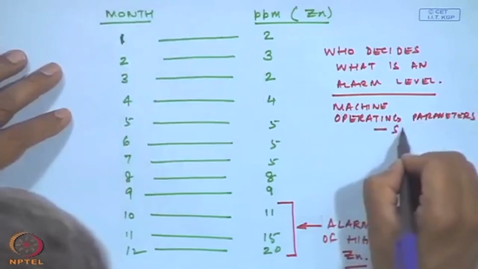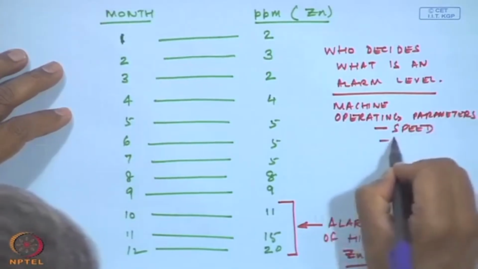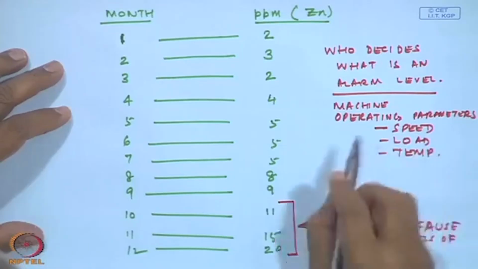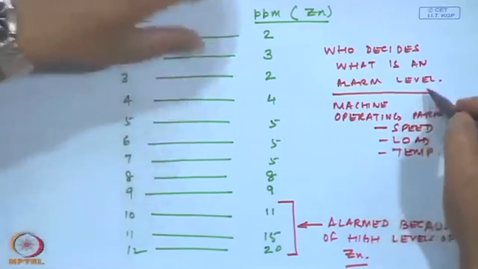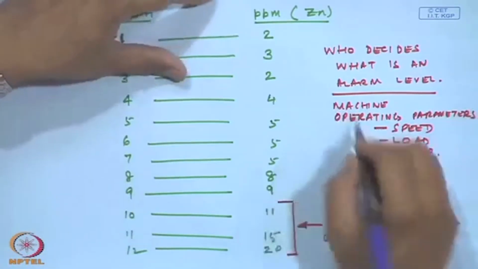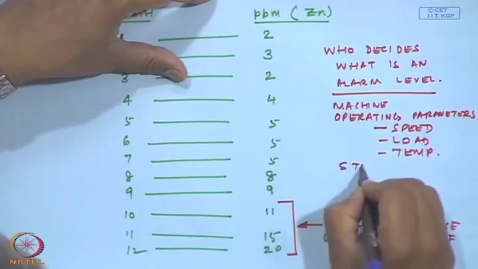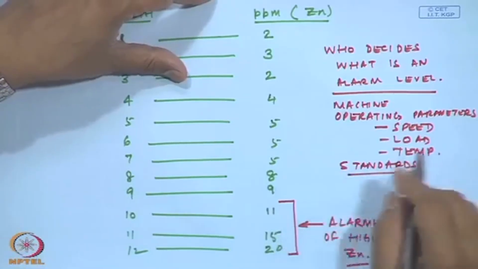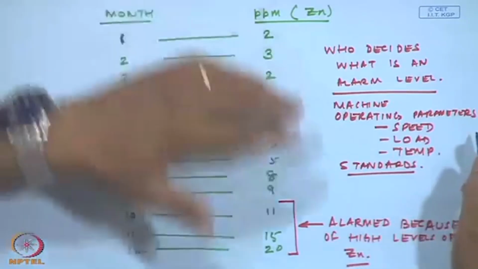Like speed, load, temperature. Okay, the machine could be a gearbox, blower, etc. So, for these there are standards. There are standards, or industries have made their own standards based on their experience.